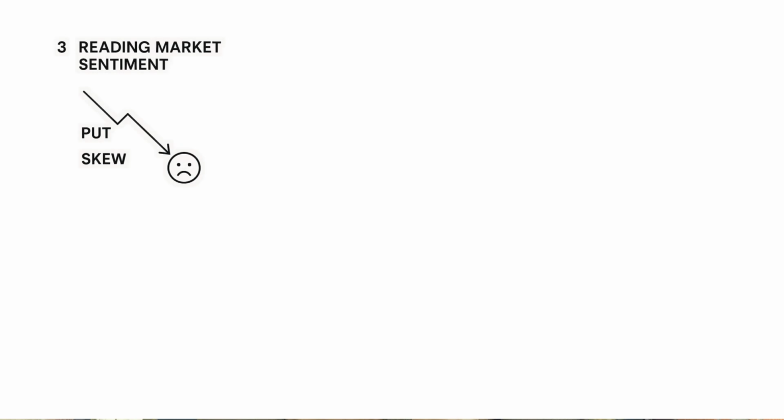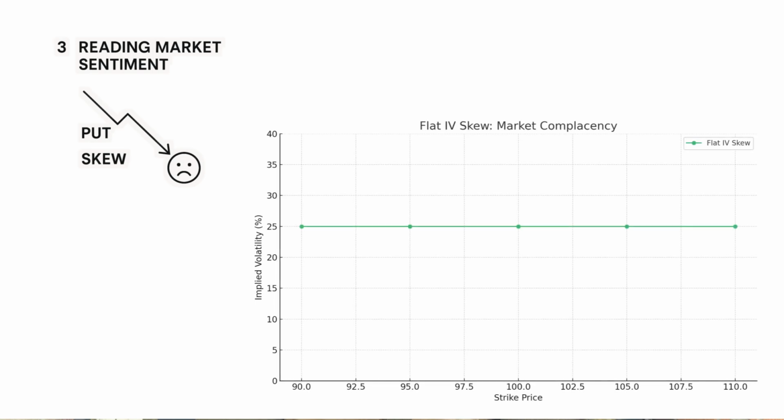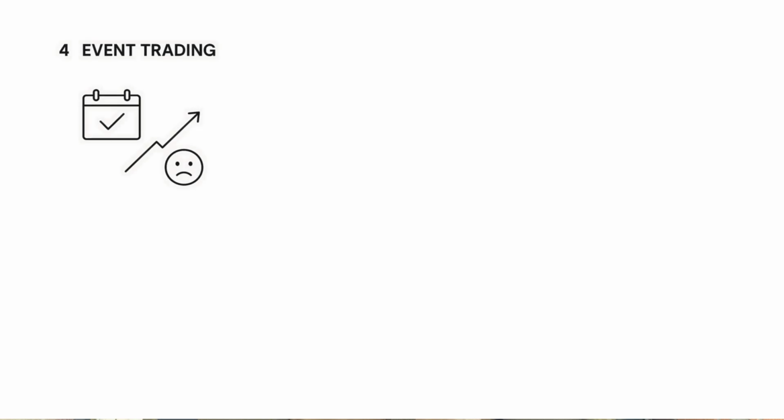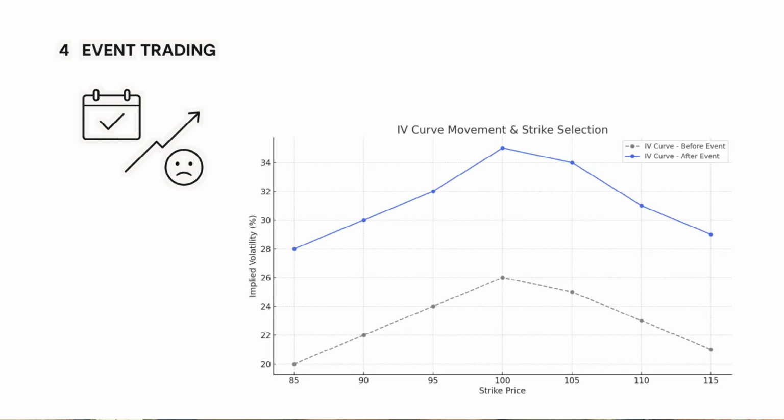Third, reading the market sentiment. A steep put skew signals fear in the market. Shallow or flat skews might indicate complacency. Adjust your risk accordingly. Maybe hedge more if the skew is elevated. And the last one, event trading. Around events like earnings or Fed announcements, skew can shift. Watch how the IV curve moves. It can help guide your strike selection.